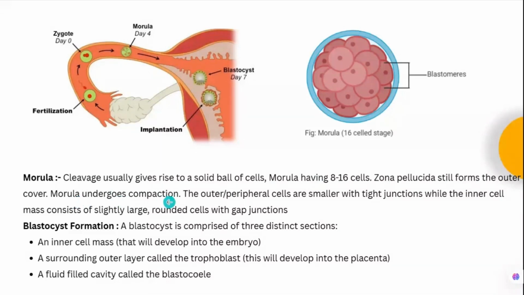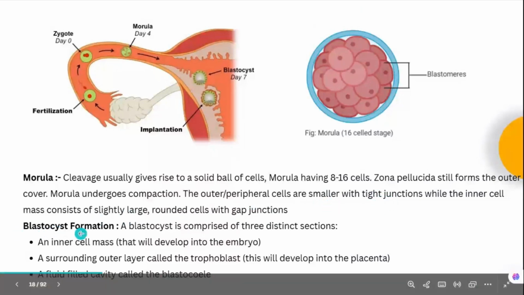Morula undergoes compaction, and the outer peripheral cells are smaller with tight junctions. So there are two types of cells. The outer cells are smaller with tight junctions, while the inner cell mass consists of slightly larger, rounded cells with gap junctions.